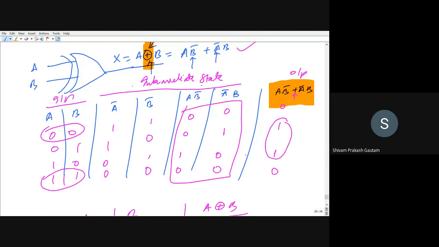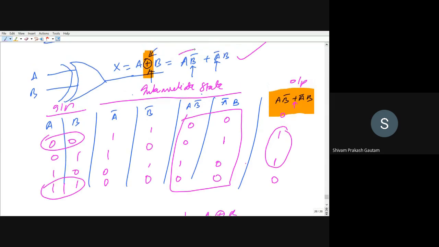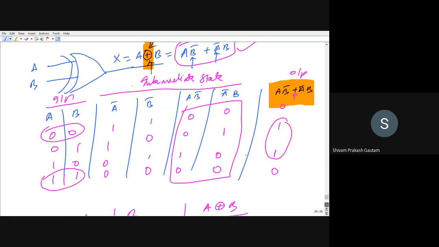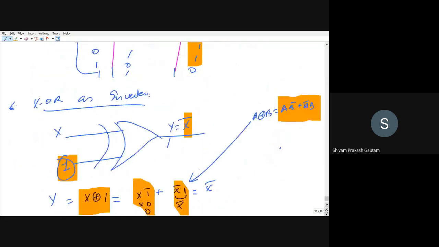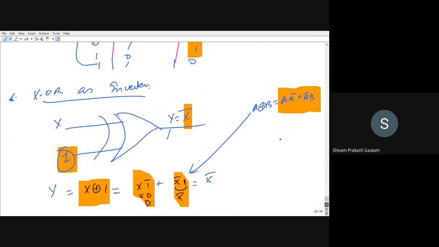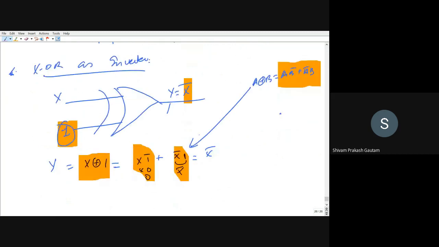And you can expand this XOR gate as AB bar plus A bar B. AB bar plus A bar B, if A XOR with B. Okay. So we have also seen XOR as an inverter. We all know what an inverter is, that complements its input. So how can we use XOR as an inverter? You can provide a constant input of 1 to one end, which is here, and at the other you can provide your variable. So you will be getting X bar at the output.